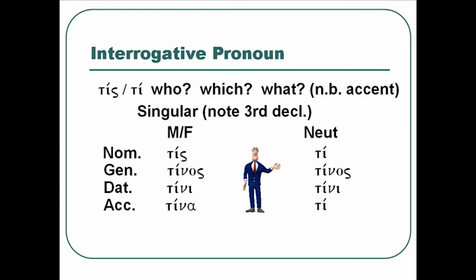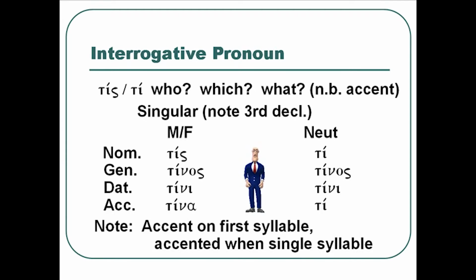The neuter goes ti, tinos, tini, ti. Nominative accusative is the same, genitive and dative exactly matching the masculine feminine forms. So it's accented on the first syllable, and it is always accented, as opposed to the indefinite pronoun, which is not accented a lot, and if it is accented, it's accented on the ultima. Just trying to make this distinction to distinguish the indefinite pronoun from the interrogative pronoun. 2 totally separate meanings, distinguished only by where the accent is placed.